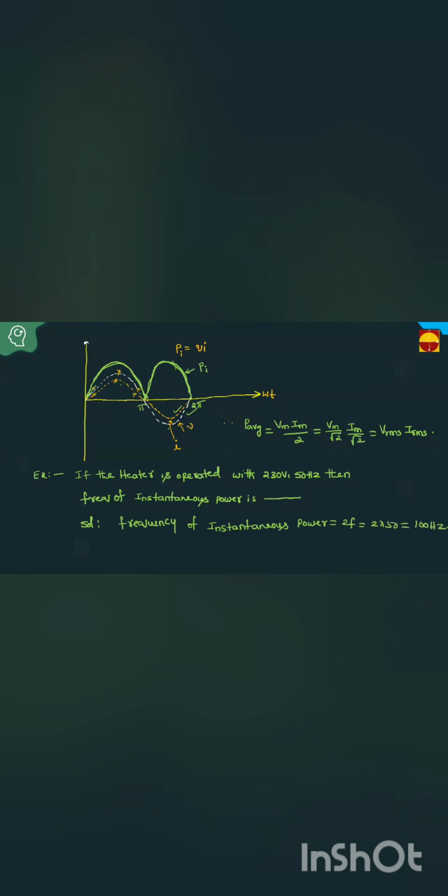Like this, you have to analyze. That is a sinusoidal AC source across an R element. If there is a sinusoidal voltage source across an R element, I am drawing the V, I and P curve with respect to the omega t axis. Next.